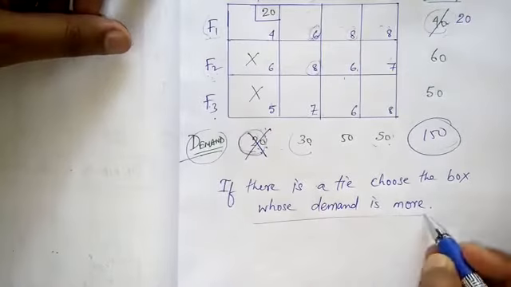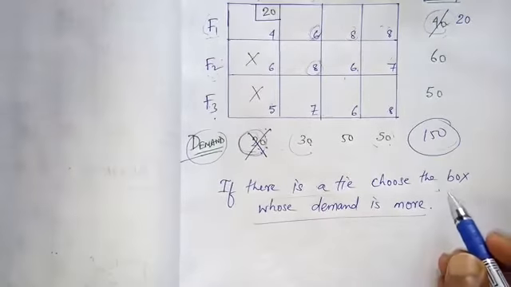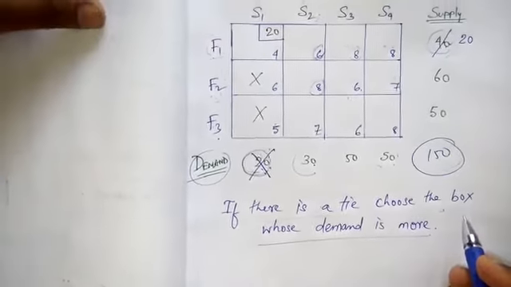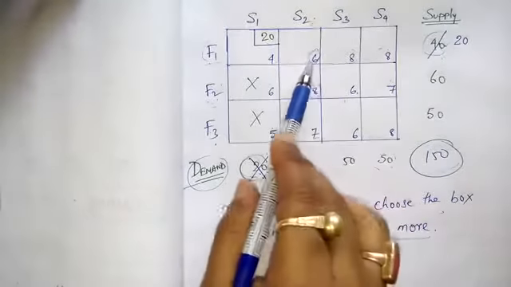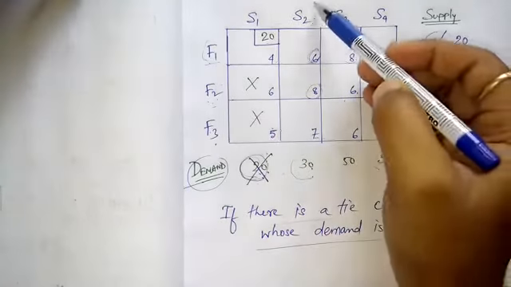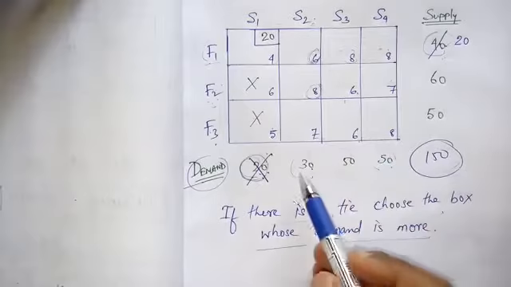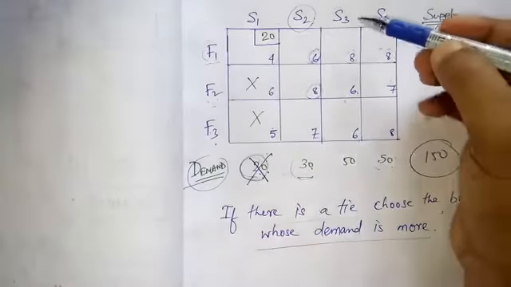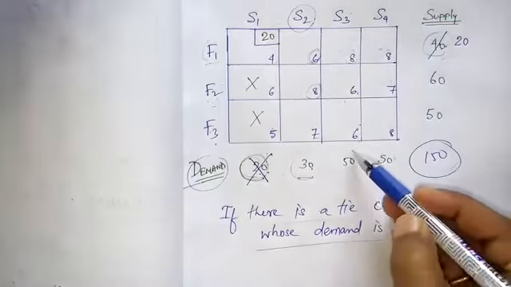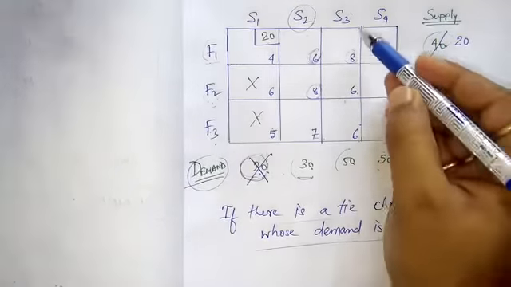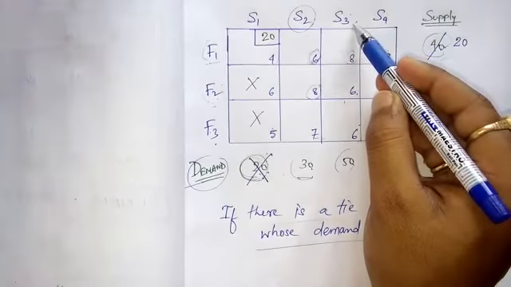So here is the rule. If there is a tie, choose the box whose demand is more. Okay, so there is a tie between this and this. First check between this and this. Store number 2, what is the demand? 30. Store number 3, what is the demand? 50. So which store will I choose first? I will choose store number 3 first.